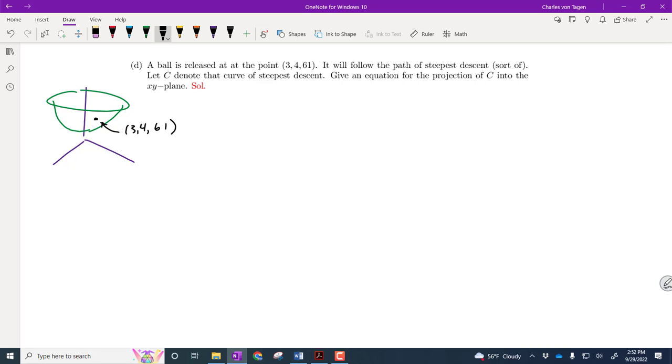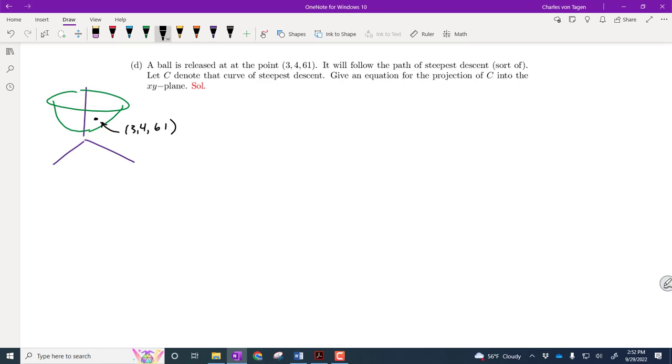The ball is not actually on the surface, right? The ball would be rolling along the surface, so this isn't quite 100% true to life. But we're going to set a little ball where that point is and release it, and we're going to model its path as it goes. So in order to do this, what do we need to do?